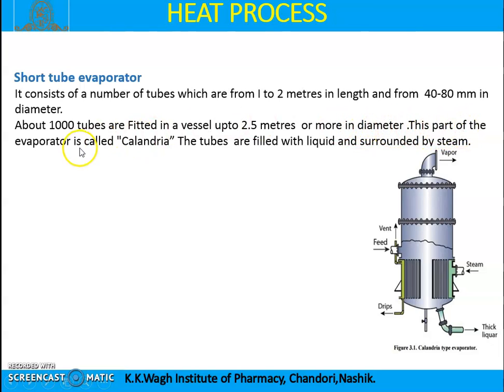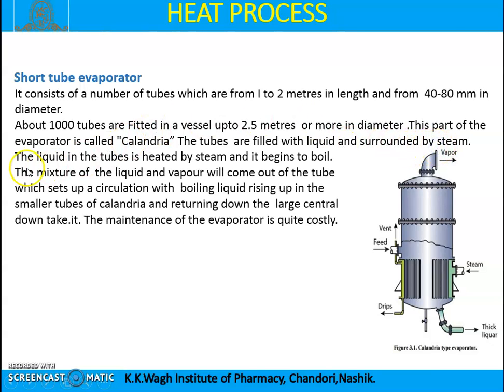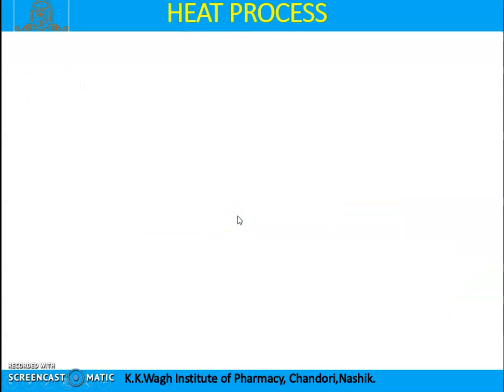This part of the evaporator is called the calandria. The tubes are filled with the liquid and surrounded by the steam. The liquid in the tube is heated by the steam and begins to boil. The mixture of liquid and vapor comes out of the tube, setting up circulation with the boiling liquid, rising up in the smaller tubes of the calandria and returning down the large central downtake. The maintenance of the evaporator is quite costly.